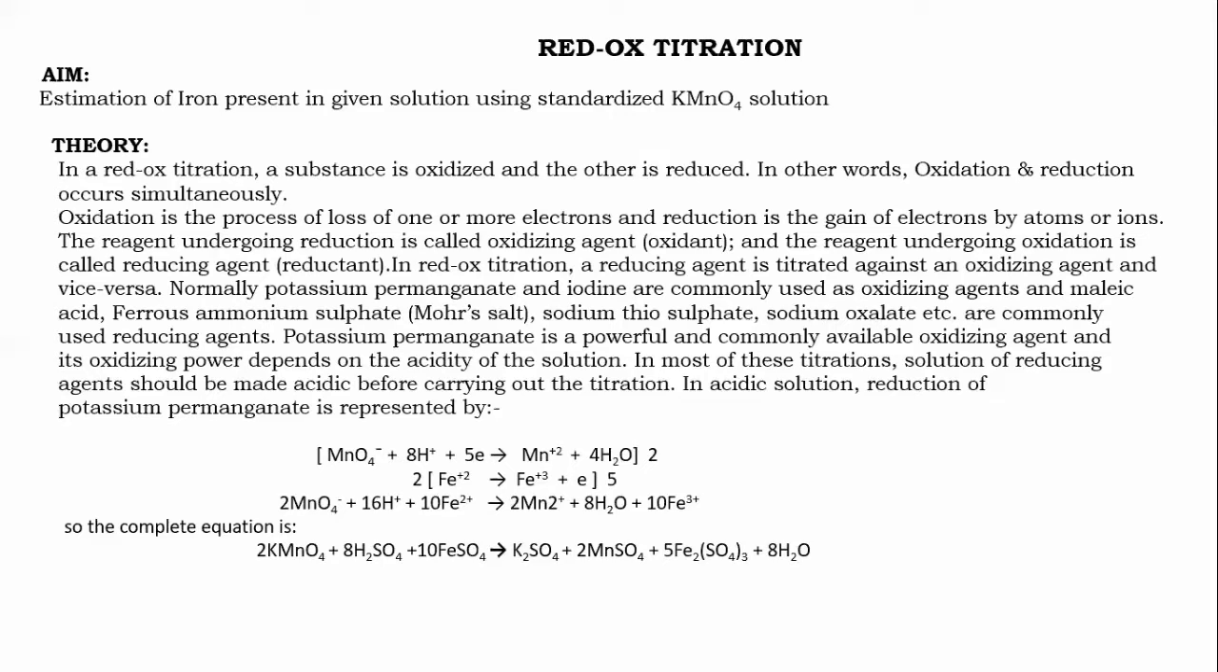One more important thing in this experiment: no other indicator is used. KMnO4 acts as a strong oxidizing agent and also acts as an indicator. It is called the self-indicator. Whenever all the reducing agent has been oxidized, the excess drop of KMnO4 solution changes the color, so it acts as an indicator also. Now this is the reaction. This is all about the theoretical part.